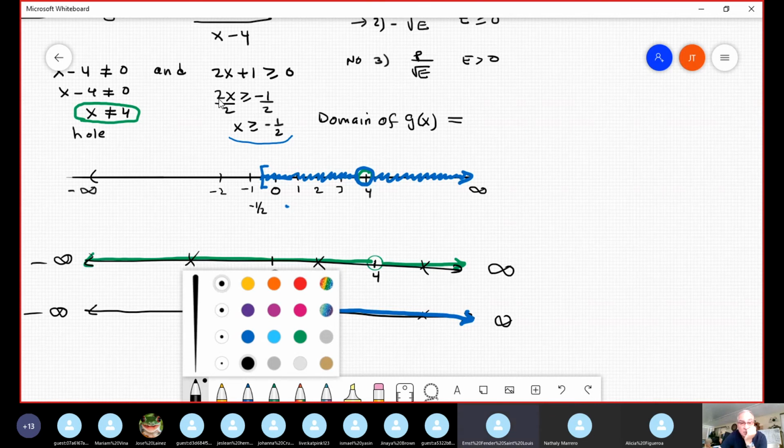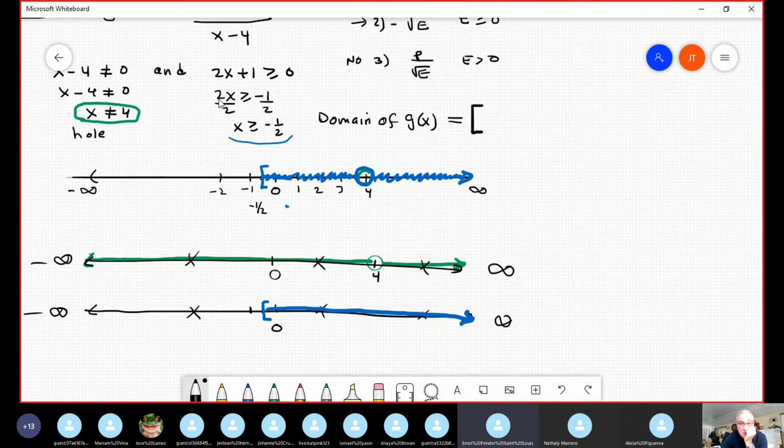Minus 1/2. Bracket or parenthesis? Bracket, yeah. Bracket. Negative 1/2, comma, 4. Parenthesis or bracket? Parenthesis. Union, because we have 2 pieces. And from 4, yeah, 4 to plus infinity. Absolutely. This is the answer.